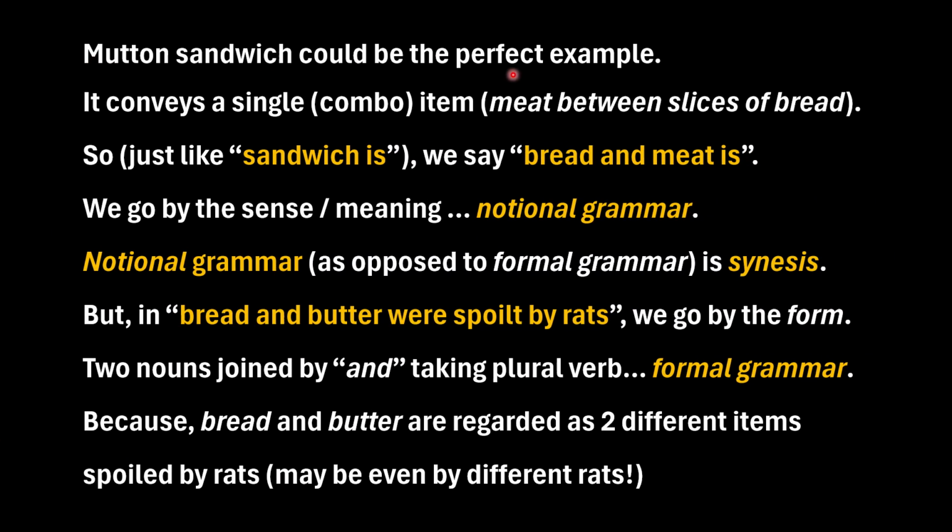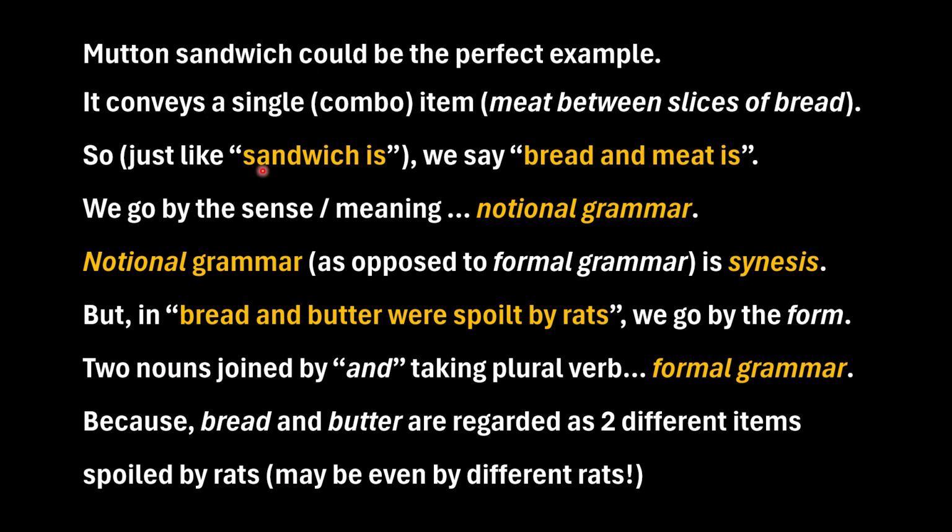Mutton sandwich could be the perfect example. It conveys a single combo, right? Mutton sandwich, although it is meat between slices of bread. What is a mutton sandwich? Meat between two slices of bread. So you are not saying meat and bread as two separate items. You are saying mutton sandwich is a single item. If you look at meat as a separate item and bread as a separate item, then you are eating two different things. But you say sandwich is one thing. You are eating one single thing, a sandwich.